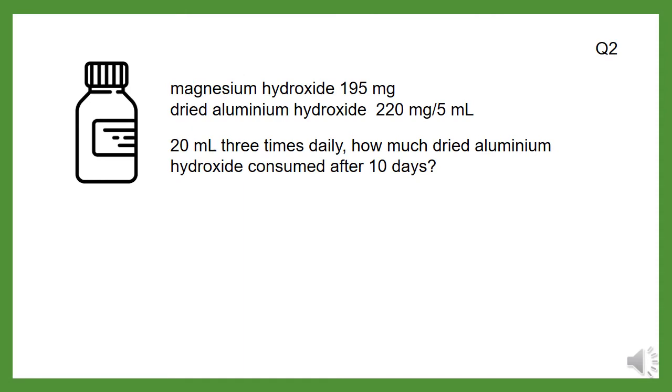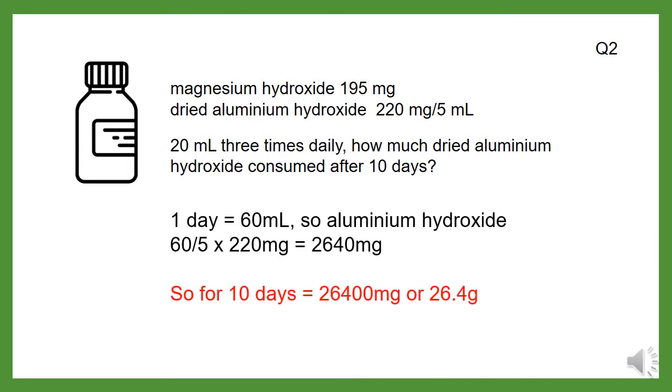Okay, let's look at question number 2. Over here, you have two different ingredients in one medicine and your patient is taking 20 ml 3 times daily, and we want to calculate the dried aluminum hydroxide consumed after 10 days. So this is very straightforward. You have to count the amount for 1 day. So 20 ml times 3 times a day gives you 60 ml.